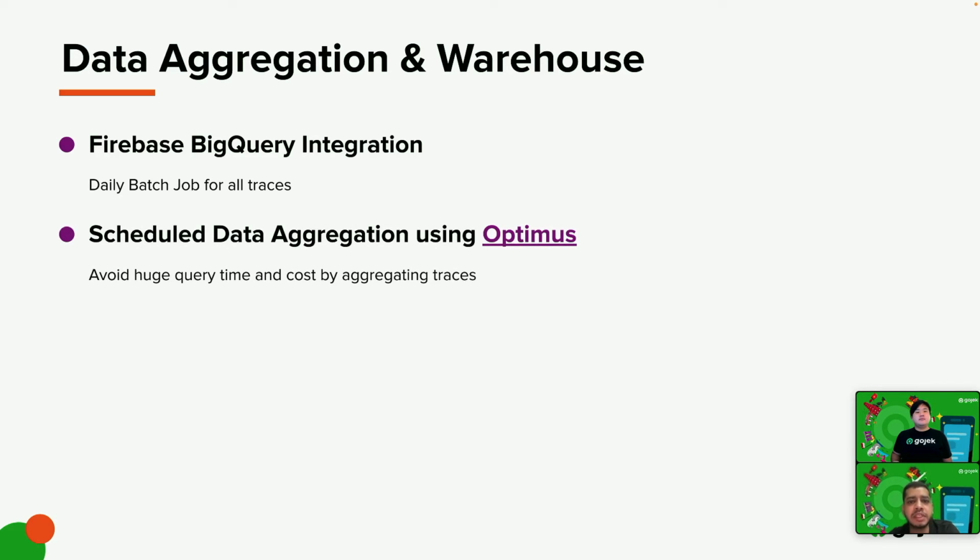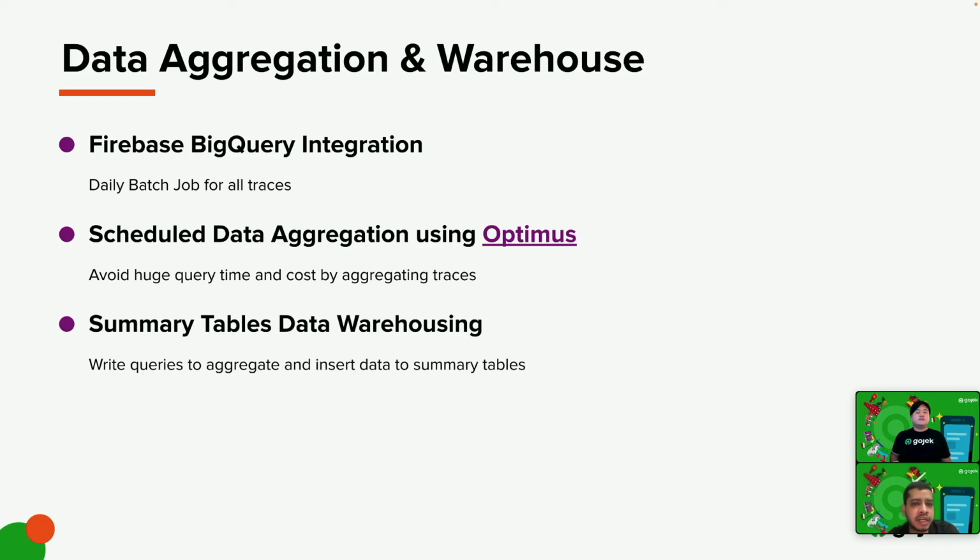Querying the raw data from the dashboard directly from this table is very costly and time consuming as the data is quite huge. To avoid this huge cost and query time, we utilize an open source orchestrator for data transformation and warehouse management at scale called Optimus. Gojek is one of the main contributors for this project. We simply need to write queries to aggregate and batch the raw data into summary tables and schedule the job to run on a daily basis.